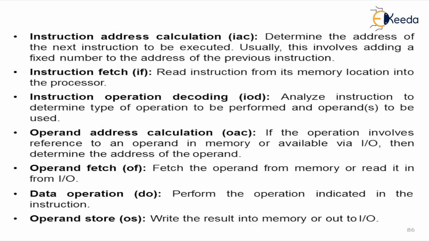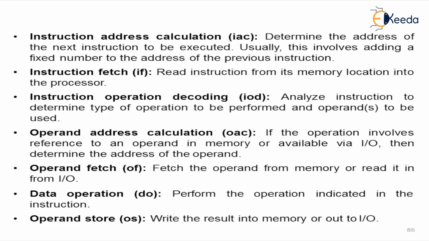So from memory, you are required to read the instructions into the processor. Instruction operation decoding: analyze the instruction to determine the type of operation to be performed and to be used. What type of operation to be performed and used is determined with the help of instruction operation decoding.